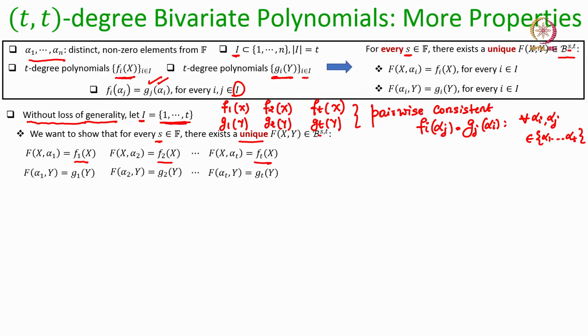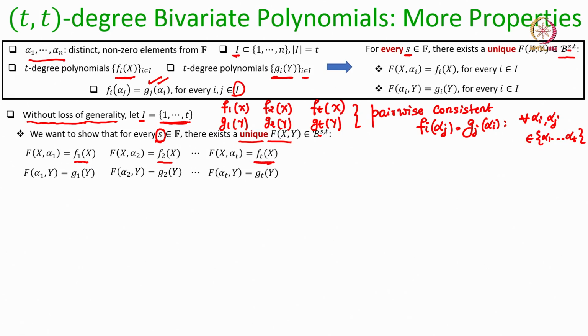Okay. So, we want to show that for every s from the field you can find a unique bivariate polynomial of degree t with that s being the constant term and which passes through the given t x univariate polynomials and y univariate polynomials. When I say passes, that means (alpha_1, f1 of x), (alpha_2, f2 of x), (alpha_t, ft of x) lie on this bivariate polynomial.